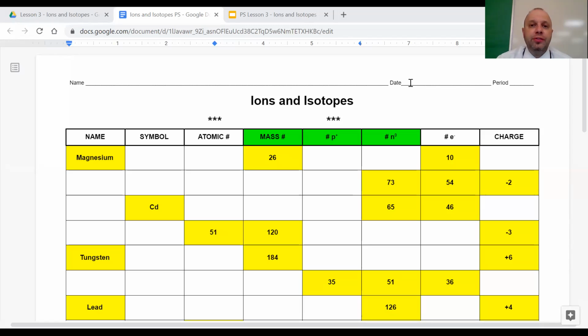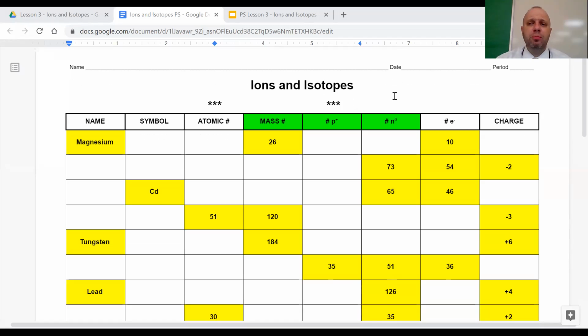Okay, as you can see, I've now switched to the ions and isotopes assignment. So you're going to need your periodic table in order to figure this out. So I'm going to try and go through this. I'll go through about half of them with you, and then I would like you to try some of these on your own. So the first example, we have magnesium.